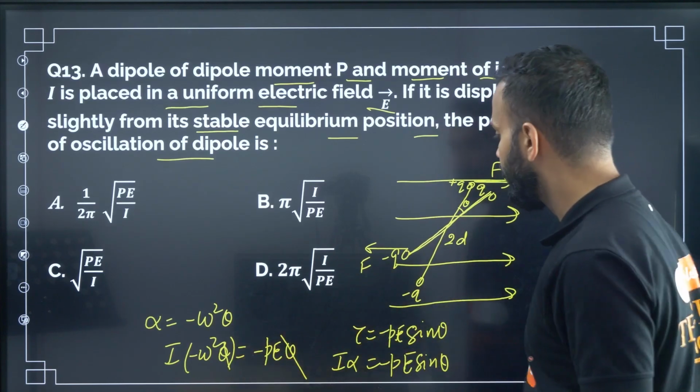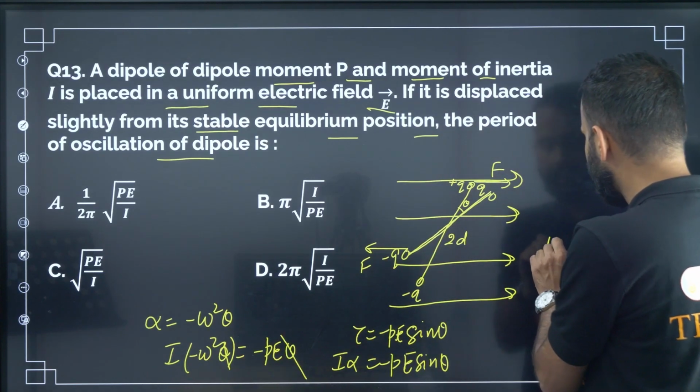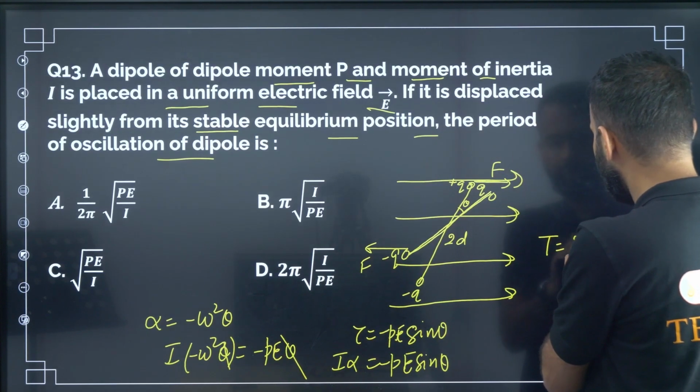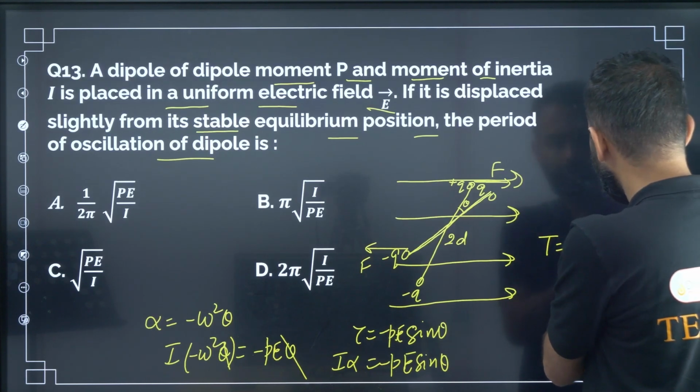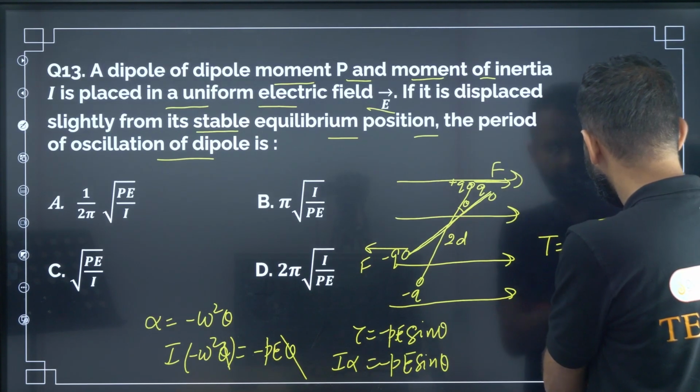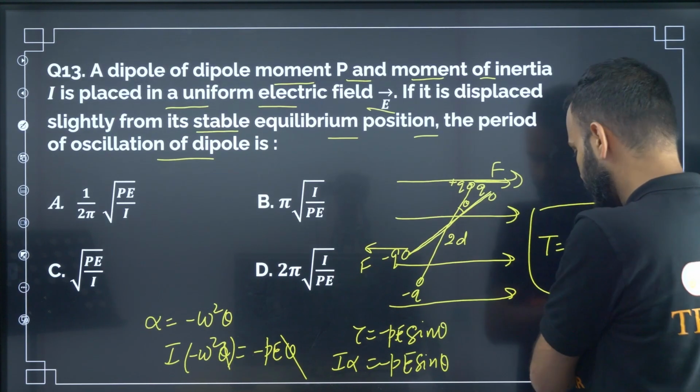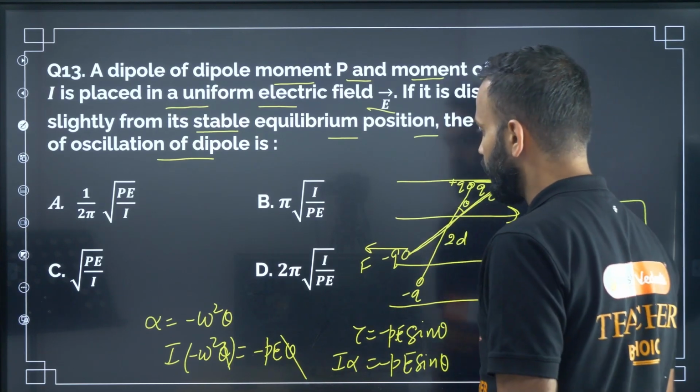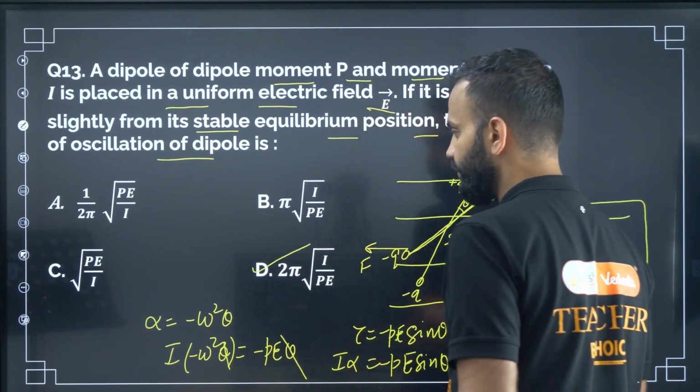Omega is 2 pi by T. Now solve this, you will get time period T equal to 2 pi into root of I divided by PE. So the correct option is D.